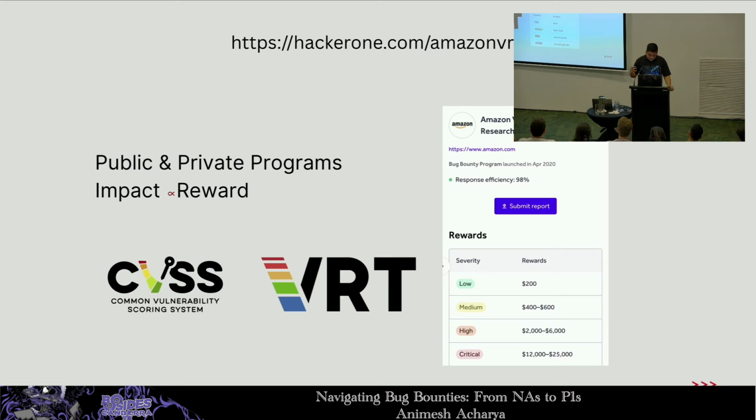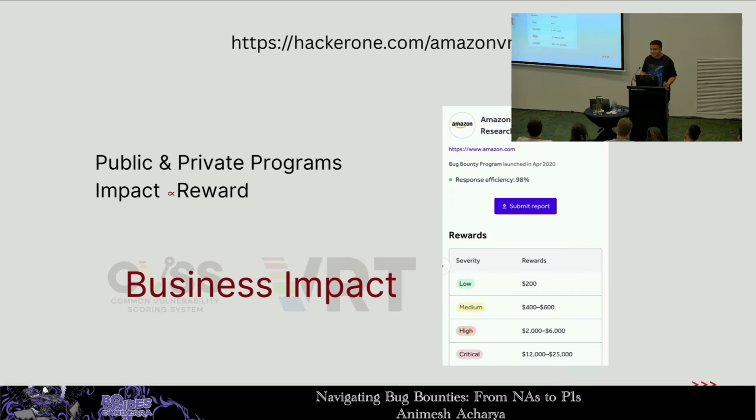The way the reward works in bug bounty, most platforms claim they will set the severity using CVSS, or Bugcrowd has a thing called VRT. But at the end of the day, what I've experienced so far is that it's literally just business impact. What impact does the bug you submit have on this company? That's how I have experienced the final severity being set.